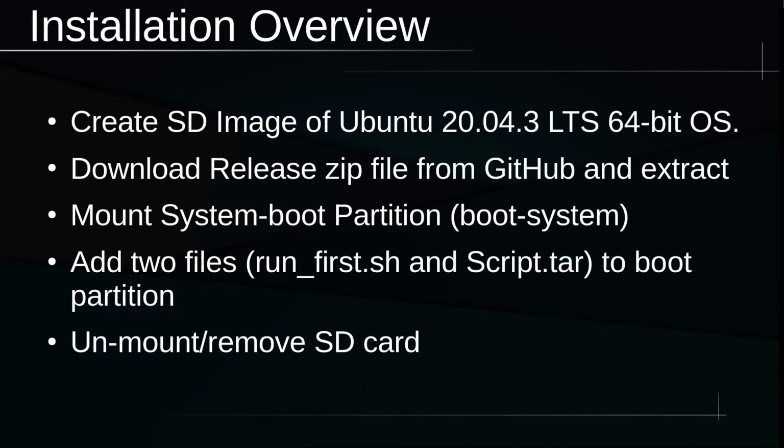Here's an installation overview. We need to create an SD image of Ubuntu 20.04 LTS using the Raspberry Pi Imager. This software can be run on Windows, Mac, or Linux. You'll need to download the zip file I mentioned earlier from GitHub and extract that into a working directory. Once the image is created, you'll need to take the SD card and mount the system boot partition, and then you add essentially 2 files to the boot partition. One is the runfirst.sh script, and the other is a script tar file. And then you unmount the SD card.